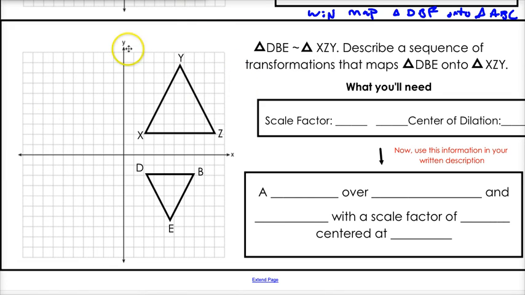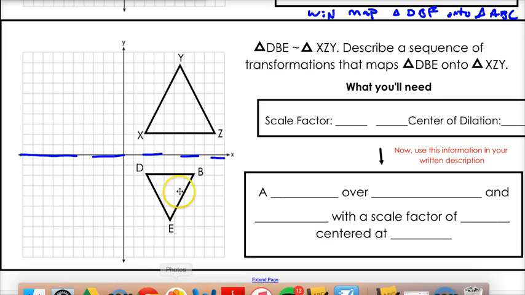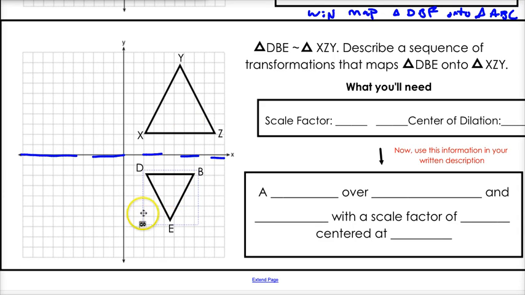It's going to be a reflection over the x-axis. All right, we're going to reflect it over. So let's do that reflection now. We're going to grab our triangle. We are going to reflect it. So, whoop, we got to reflect this guy.